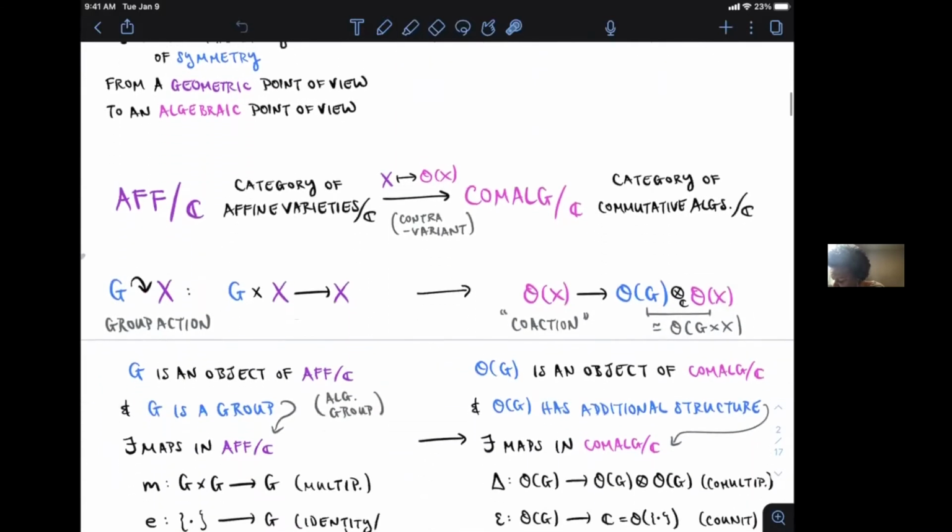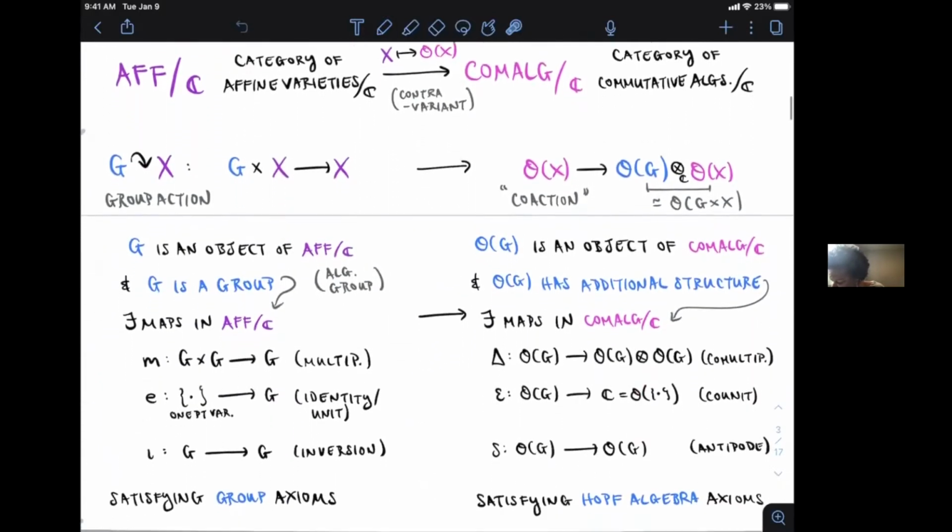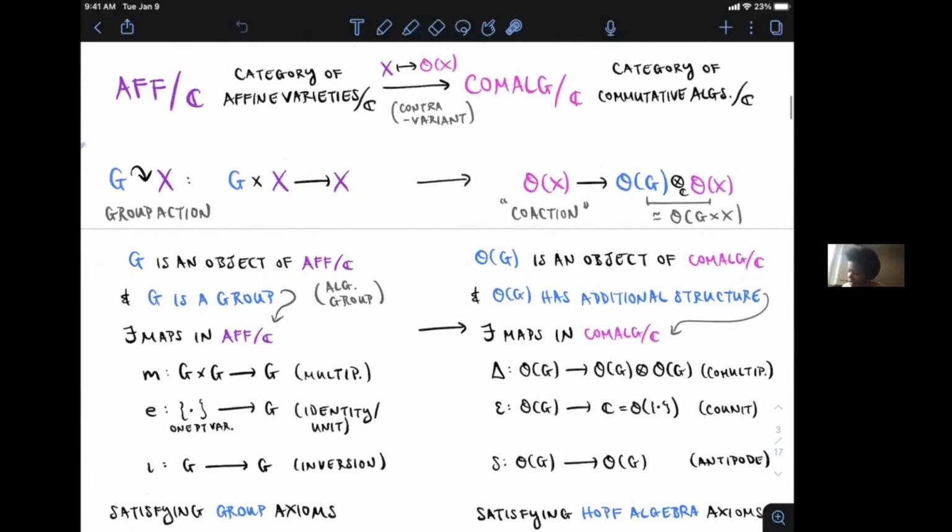Okay, so what exactly happens? I want to translate symmetries or group actions geometrically to an algebraic framework. So I have my object X here, like a parabola or anything you like that's cut out by polynomials, and I have a group action on it, and I want all this business to lie in this category of affine varieties. So in particular, we want our group to be an affine variety. It has to be formed by cutting out some collection of polynomials, or at least setting them equal to 0.